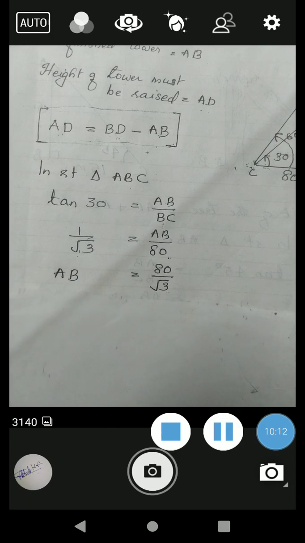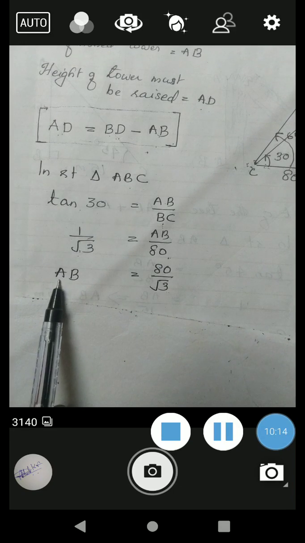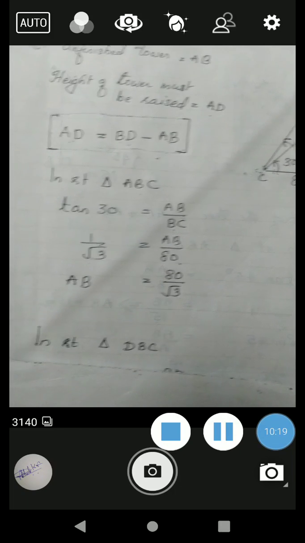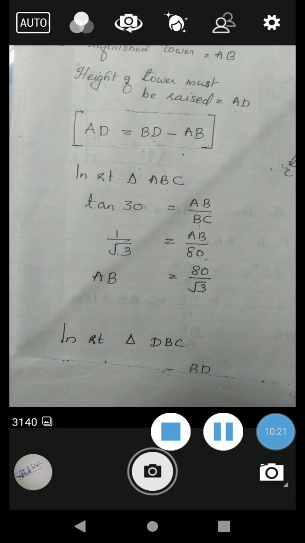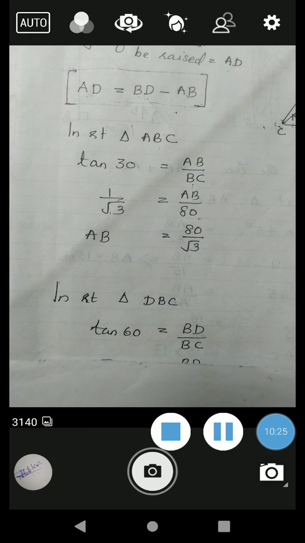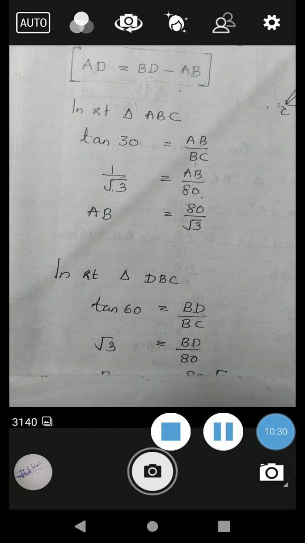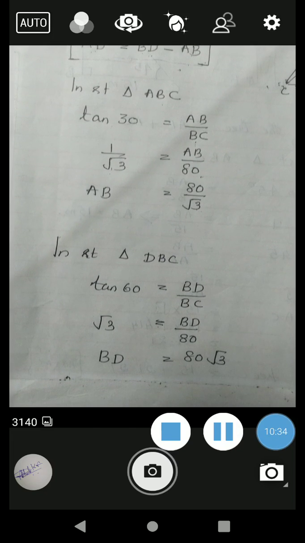Now as usual, AB is equal to 80 by root 3. Now the other right triangle you can choose. In right triangle DBC, tan 60 is equal to BD by BC. That tan 60 is root 3 is equal to BD by 80. So BD is equal to 80 root 3.